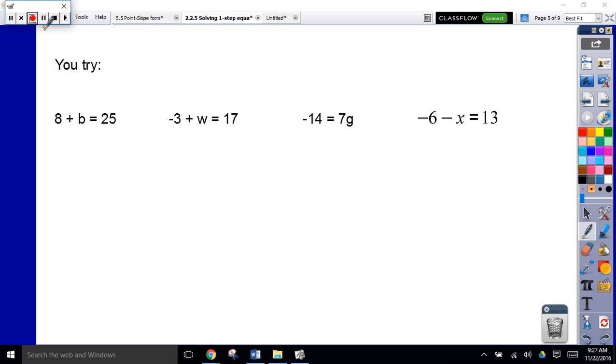Okay, Jenna, what do we do with the first one? Subtract 8 from both sides and b equals 17. Okay, we're going to subtract 8 from both sides. We end up with b equals 17. Hopefully that all finishes writing. It's going to be really slow. Okay, let's go on and talk about the next one.